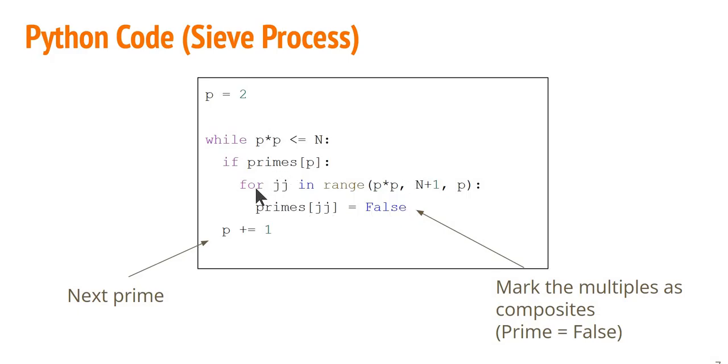Let's look at this. This happens through this for loop. Basically, I'm saying for j in range starting at p squared, go in steps of p all the way until the end. Whichever number is a multiple, mark them all as false. Next, move to the next prime number, and so on. So we keep doing this while p squared is less than or equal to n. Clearly, this is the sieve process, which will mark out all the composite numbers.